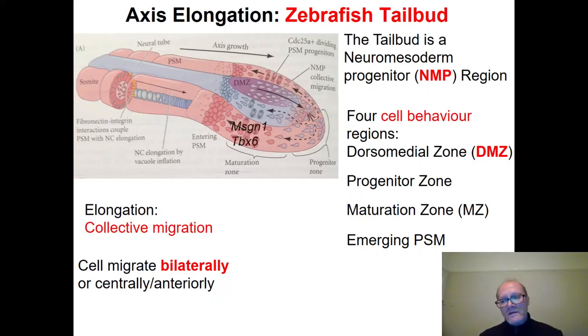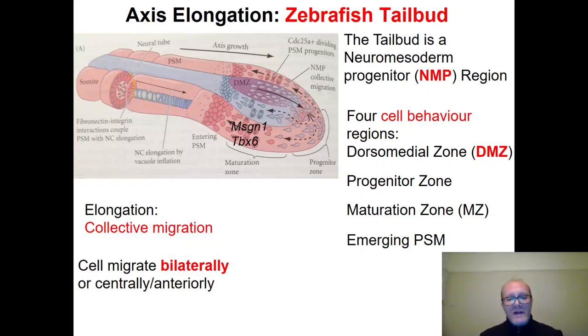It is this collective migration of cells that pushes the tail bud posteriorly and elongates the embryo itself. It is important at this point to notice that the cells that are moving laterally express different genes than the cells that are moving centrally. This should not be a surprise for you, because the cells that move laterally are going to become mesoderm, while the cells that move centrally are going to become neural plate.